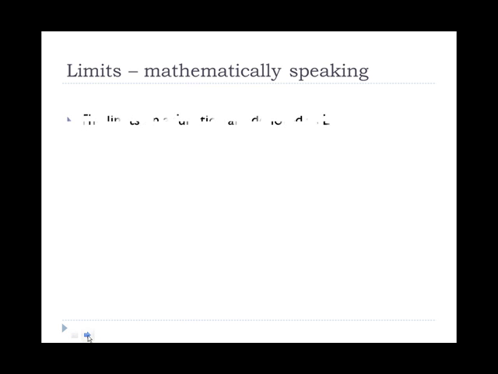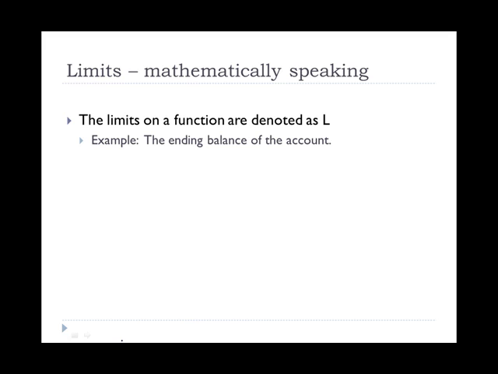So a couple notation things. First of all, when we talk about limits, it's denoted by the capital letter L. And back in our example, the limit itself was that ending balance of the account. So back in our example, I think the limit was right at 1056 with some change, I guess 0.54. Okay, but somewhere right around there would be our limit.